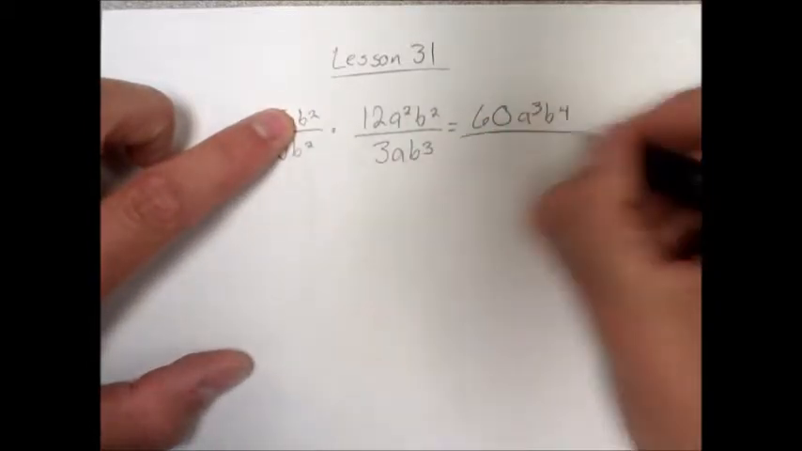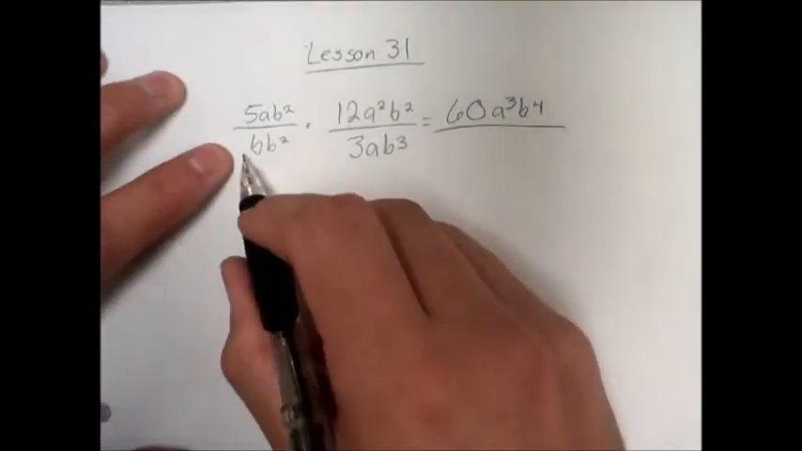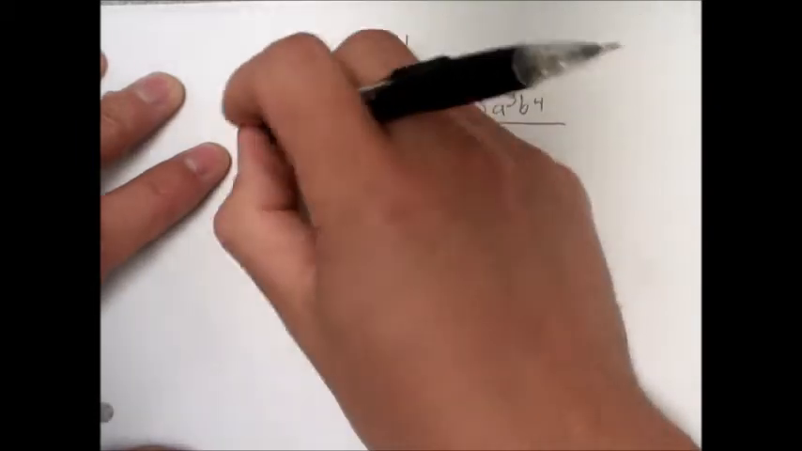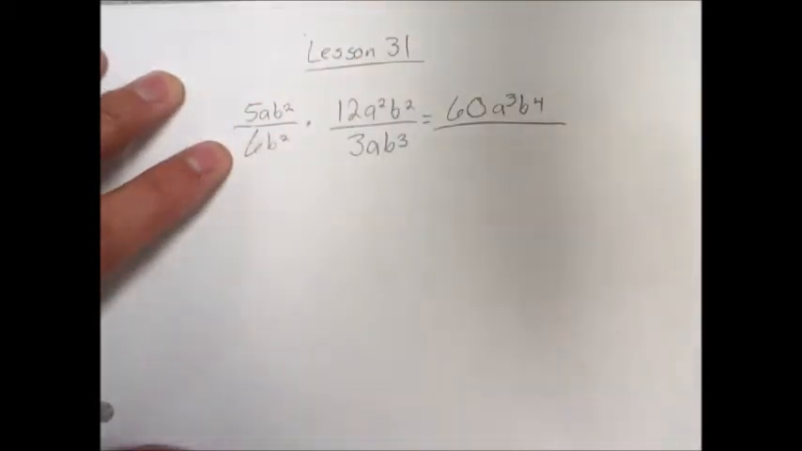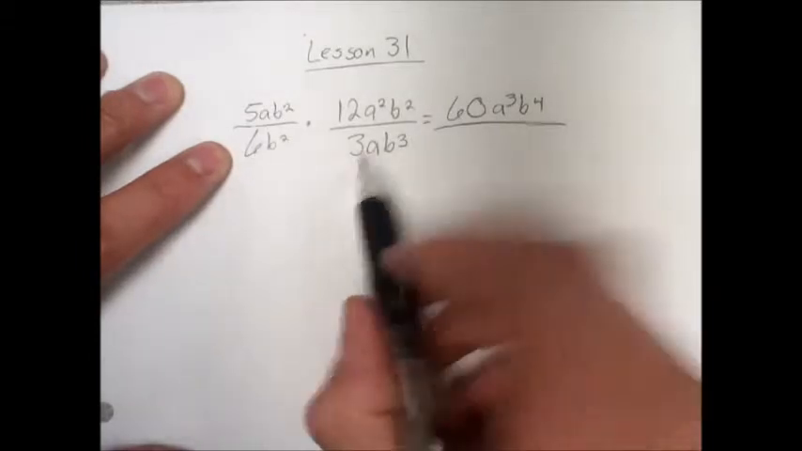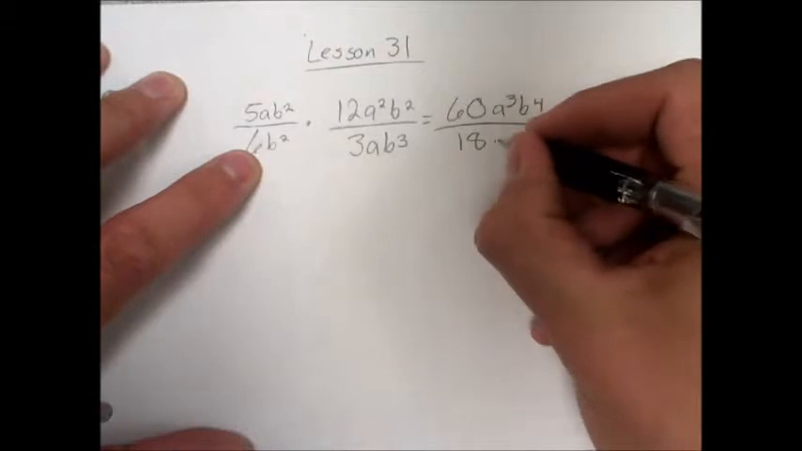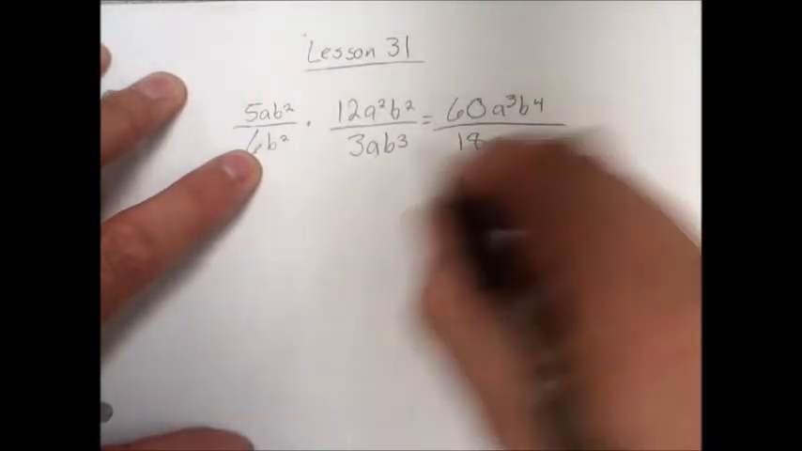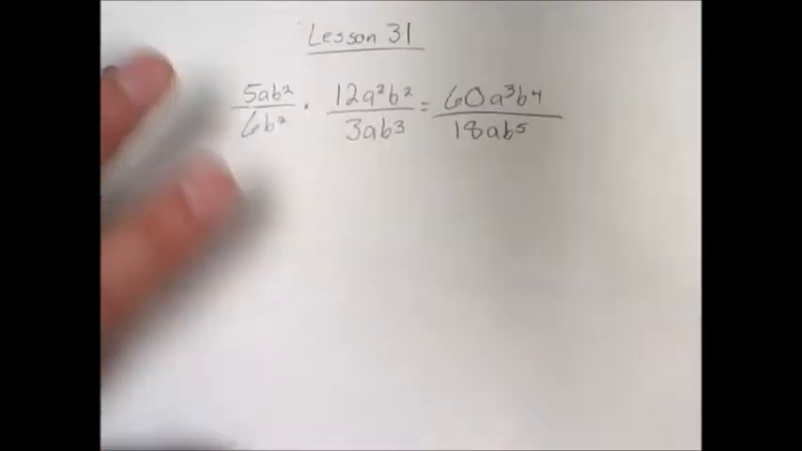Any questions there? Okay. On the bottom, we don't have any other coefficient on the bottom. Wait, that's a 6. That's a horrible 6. I can't even read my own handwriting. Okay, so there we go. 6 and 3 make 18, right? And then there are no more a's, so I'm just carrying over this a. And then b squared and b to the third make b to the fifth. Okay, and then I'll simplify it.